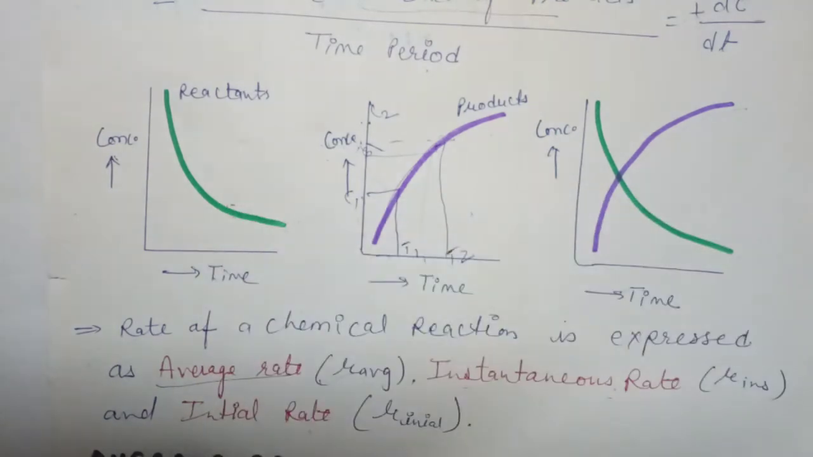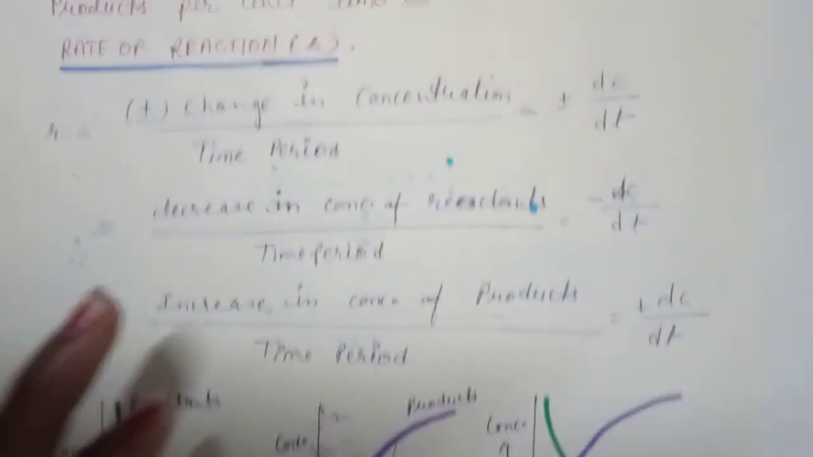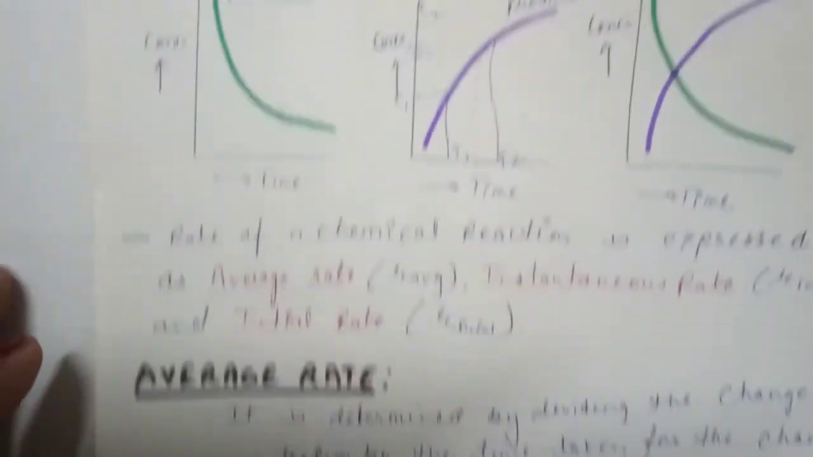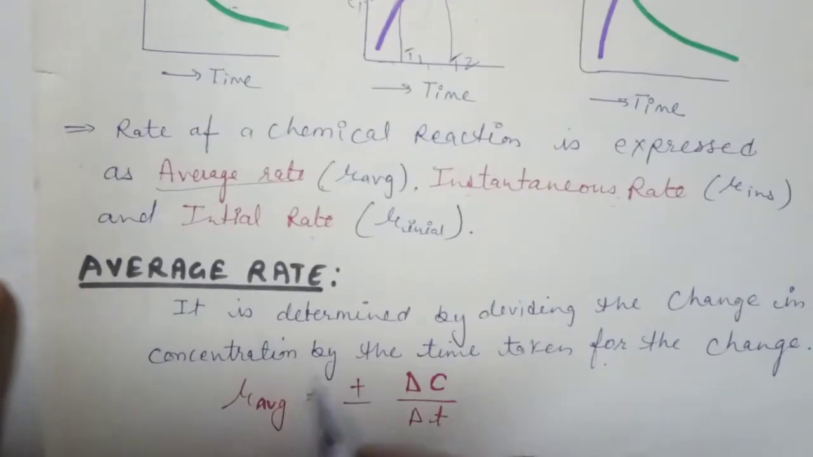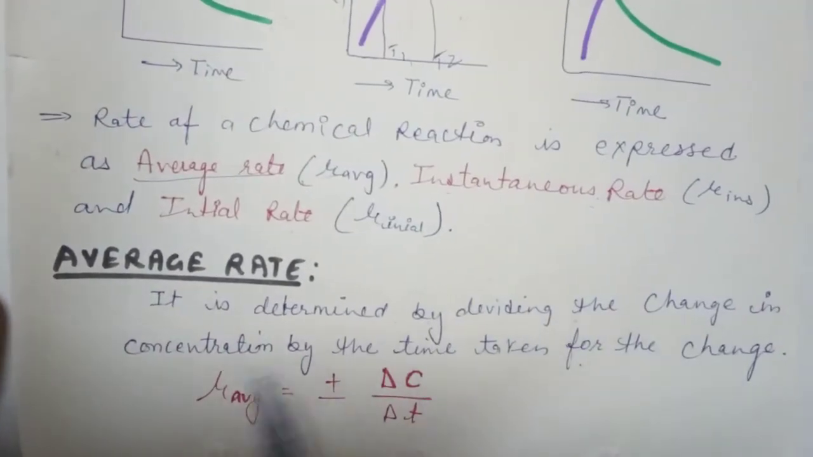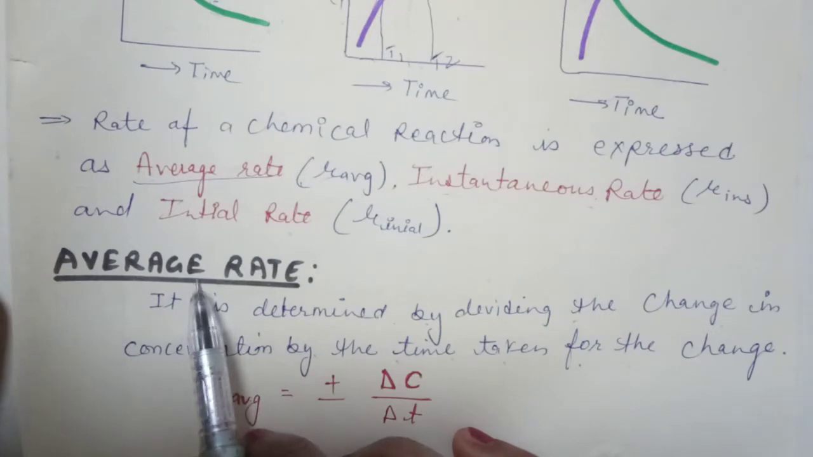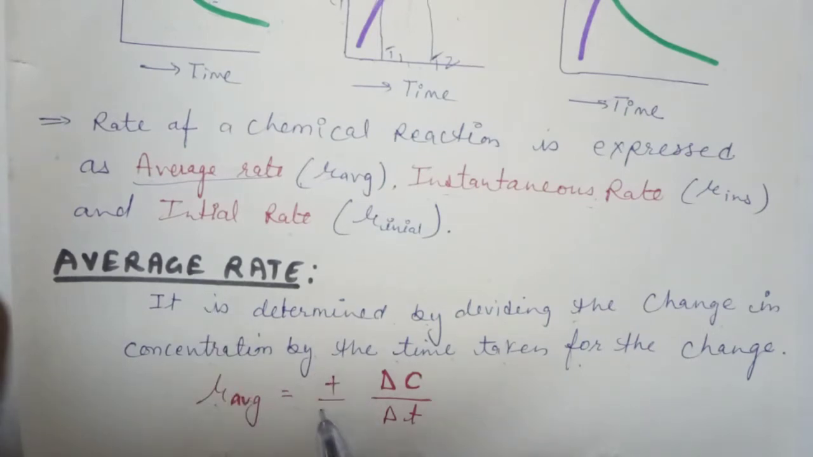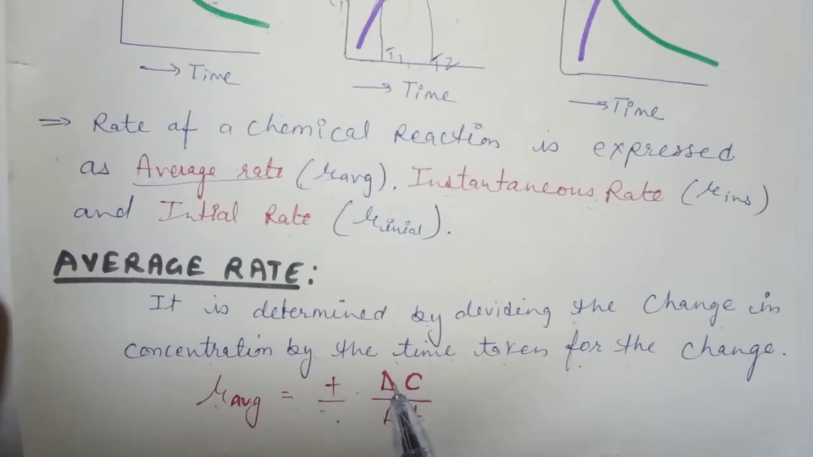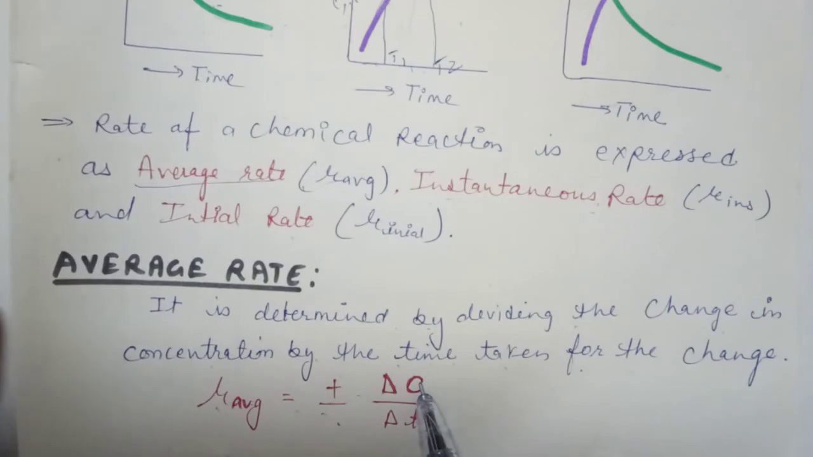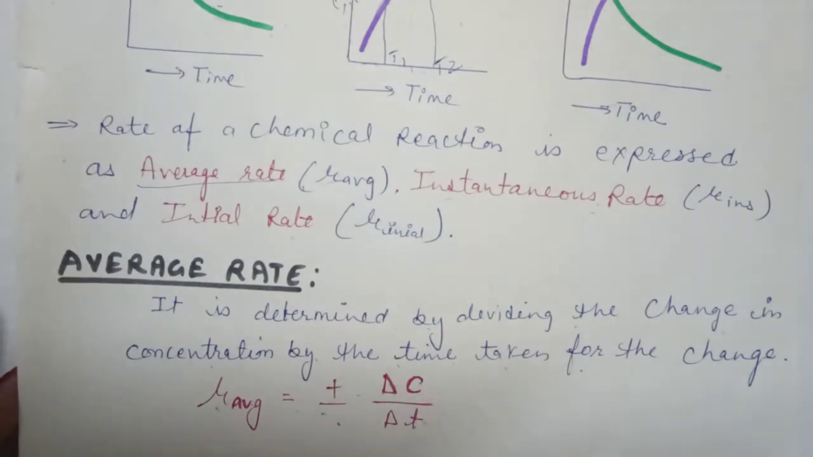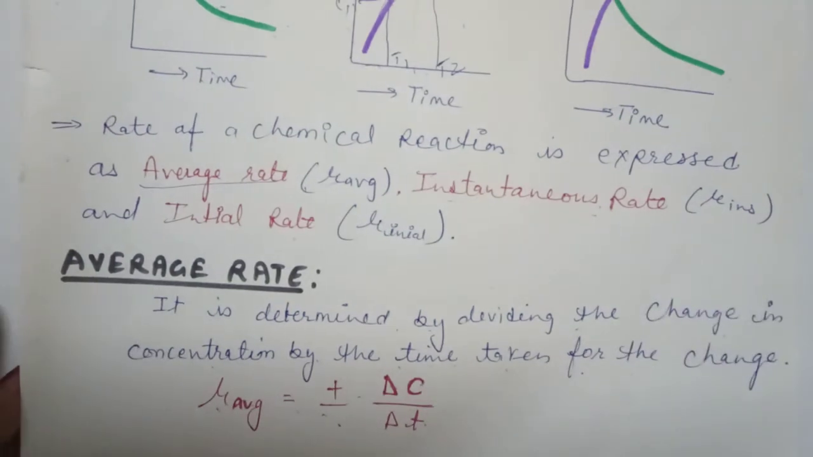Actually, the general rate of reaction is the average rate of reaction. It is determined by dividing the change in concentration by the time taken for the change. R average, average rate, is equal to plus minus delta C upon delta T. Plus is for the change in concentration of product and minus for the change in concentration of reactant. Okay, see some examples about this.